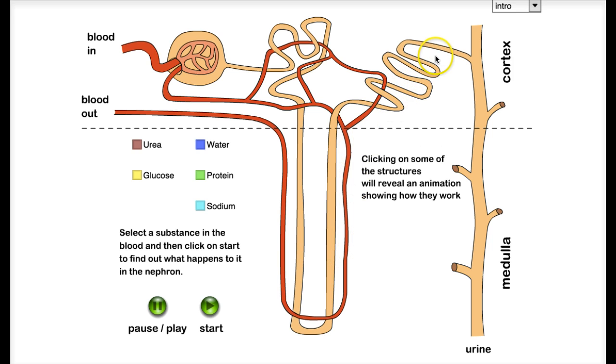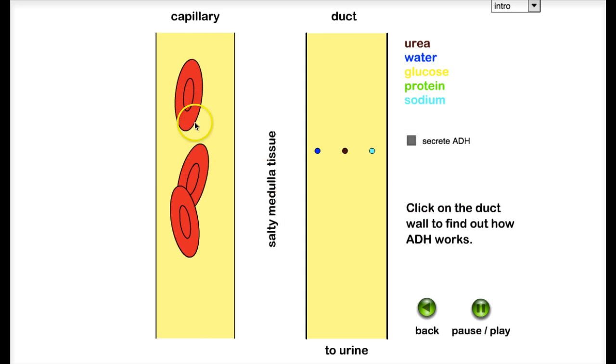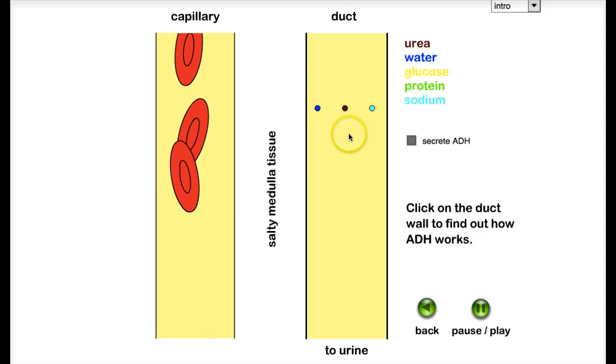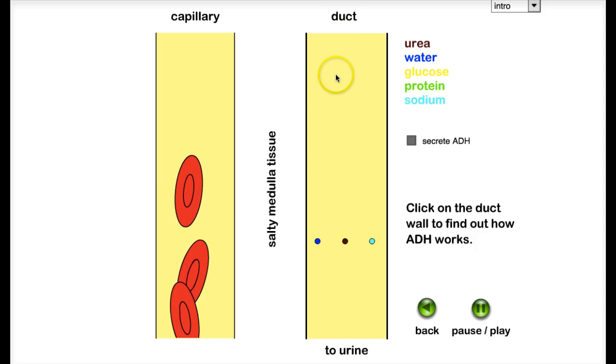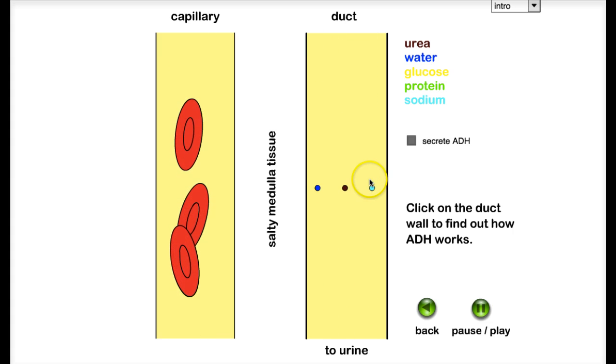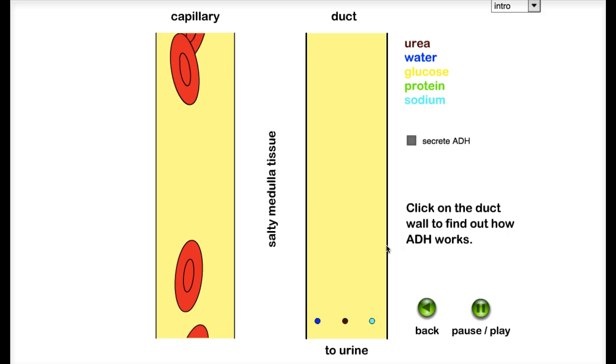Then the next part we need to look at is all the way over here, the collecting duct. This is the final part of the nephron. Materials that are left in the collecting duct will gather and become urine. So if we click on the collecting duct, what you're going to see is here's the capillary, the blood vessel carrying the blood, and here is the collecting duct. And in the collecting duct, we have filtrate containing urea, salt, and water.